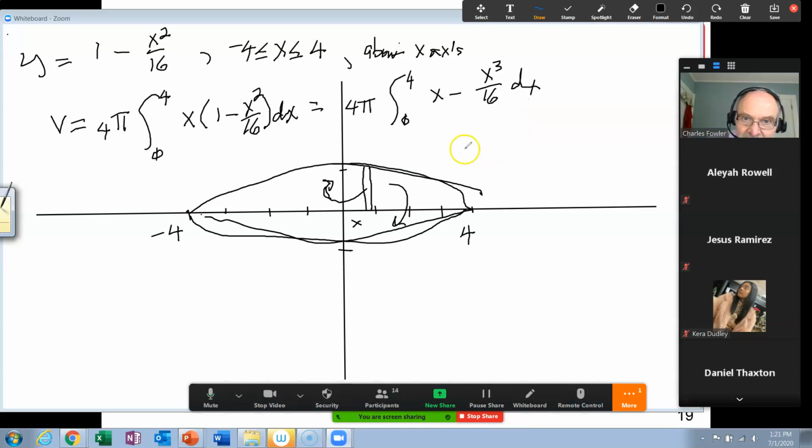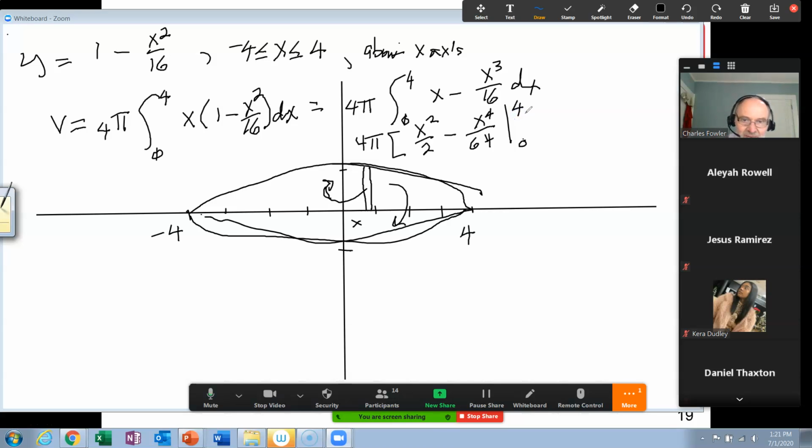Okay? Now let's do the integration. It's going to be 4 pi times the antiderivative of x. I can hear all of you screaming x squared over 2. Very good. Minus, and that'll be x to the 4th over 4. So x to the 4th, and you already had a 16 down there, and put another 4 down there, that's 64, if the pen would write. Okay, and evaluate that from 0 to 4.